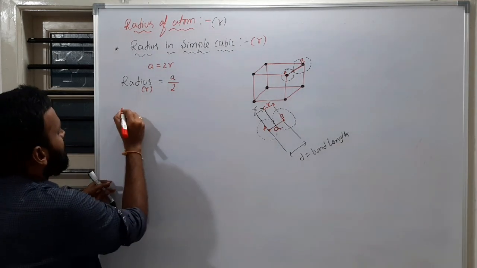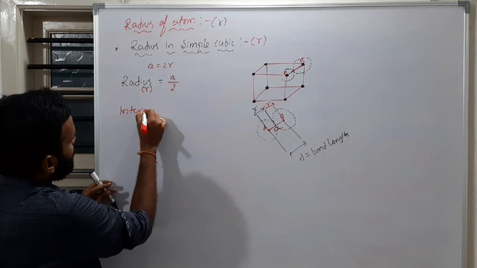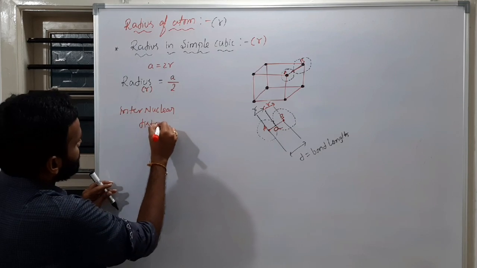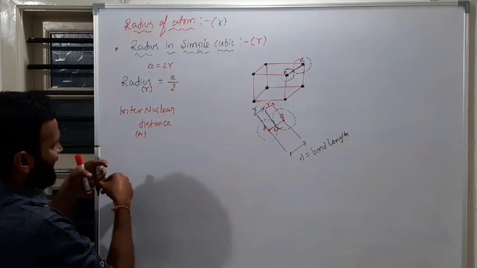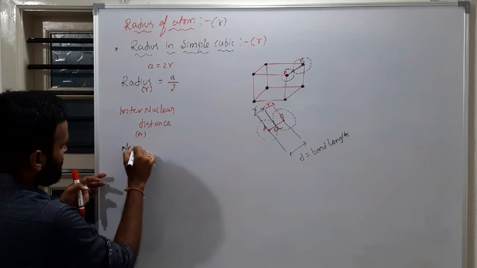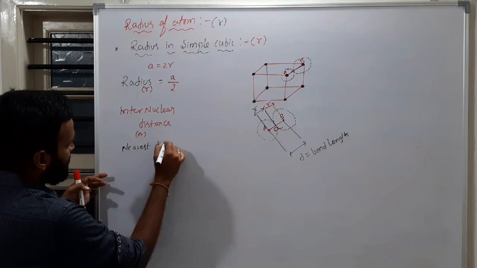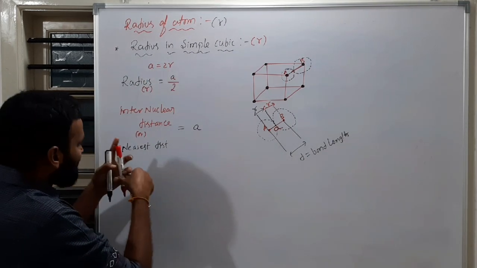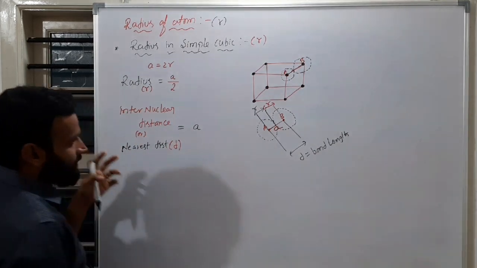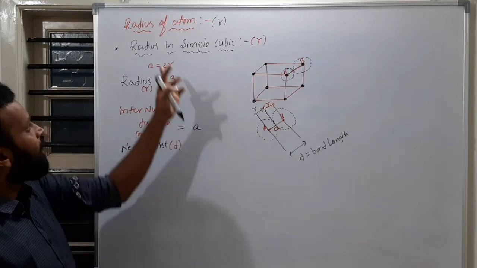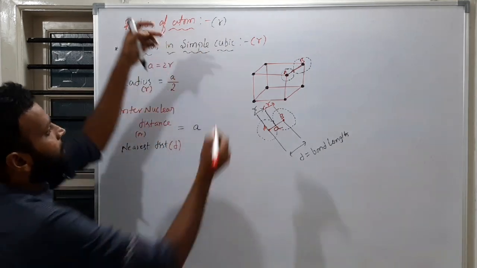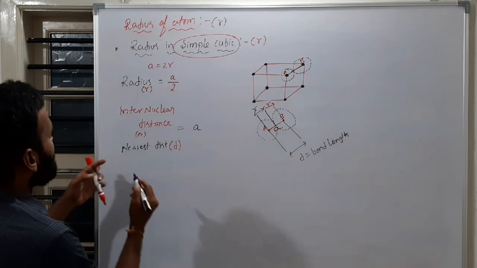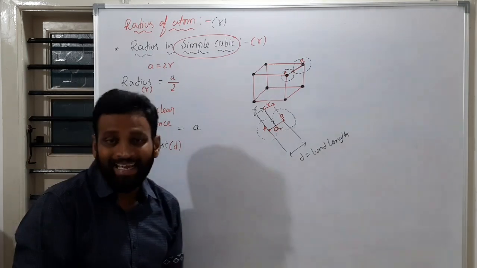So what is the internuclear distance, or else bond length, or nearest distance? The nearest distance is simply A. So the nearest distance, D, is equal to A for simple cubic. Now let's see the radius in face centered cubic, FCC.